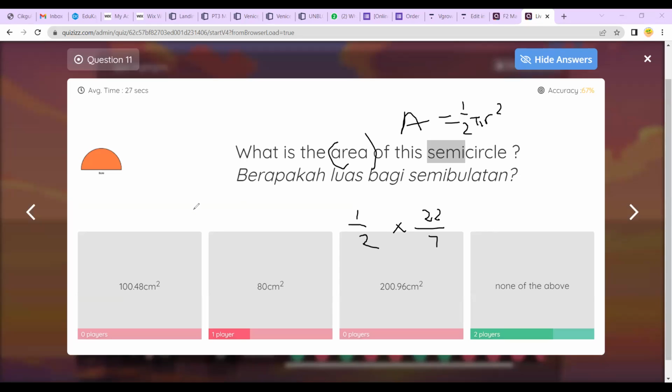8 cm is the diameter, because if you look at the line, from one side of the circumference to the other side is the diameter. So must divide it by 2. So times 4 squared. This question is funny, none of the above. Because if you key in the calculator, it didn't show these 3 answers. So it will be the 4th one, none of the above. So you must know these 3 answers are incorrect, so you choose this. Okay, so next.